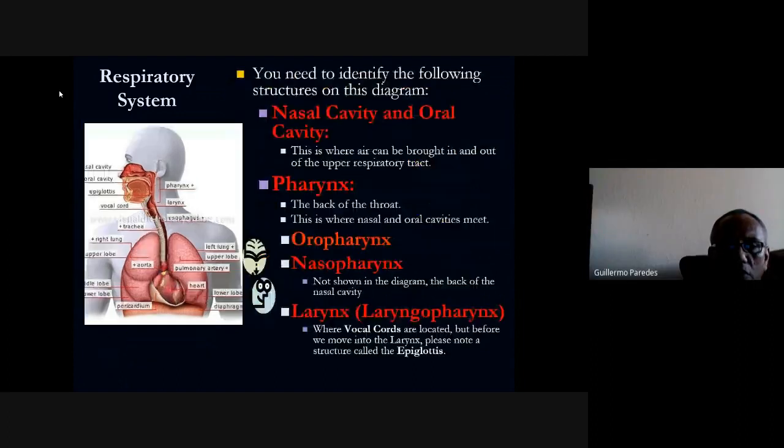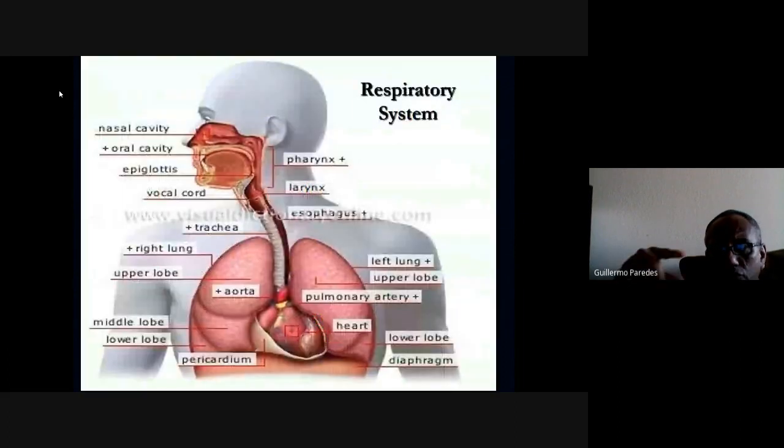All right. So now you already know how to do it. So now let's do the upper and the lower respiratory tract.